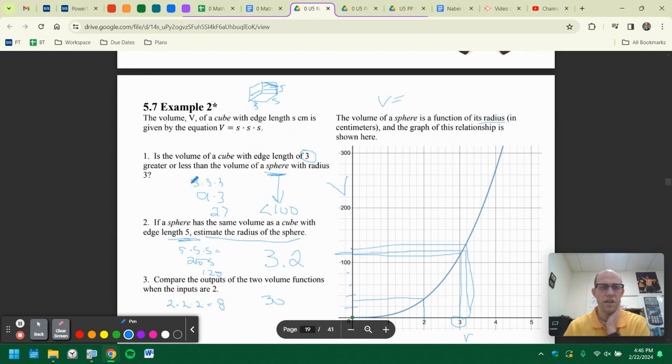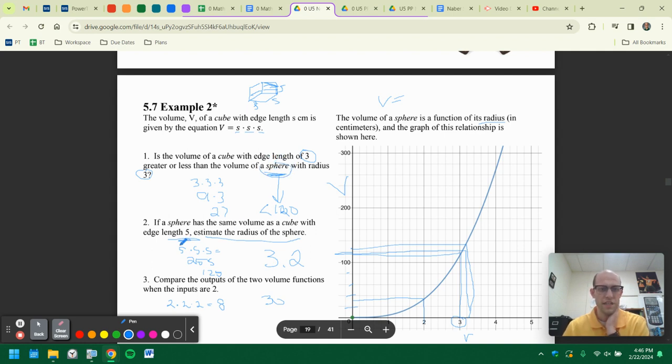If you want to know about the volume of a cube with edge length 3, and if that's greater or less than the volume of a sphere with radius of 3, these are your inputs, the 3's. So 3 times 3 times 3 is 27. And input 3 into this chart, and you get out around 120. So which one's greater? The volume of a sphere is greater.